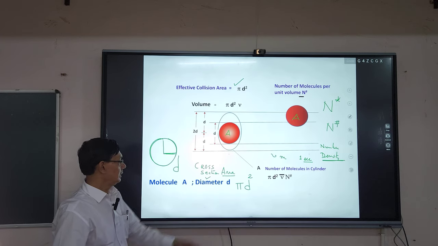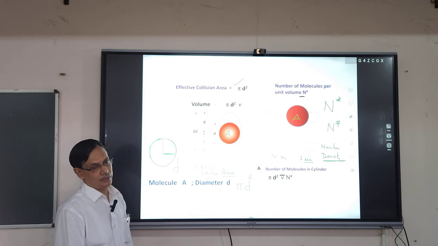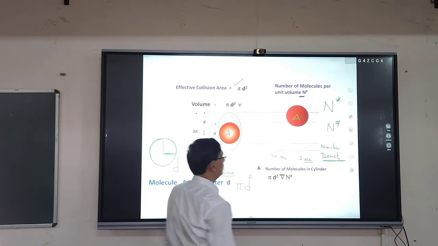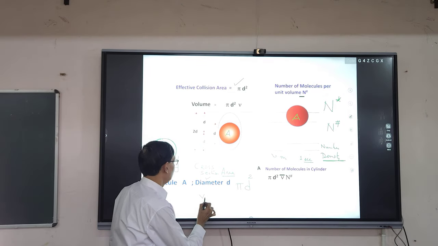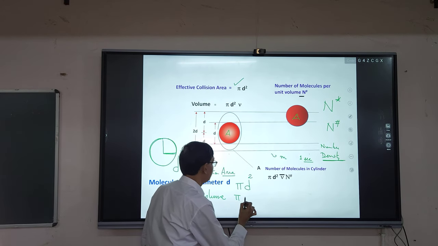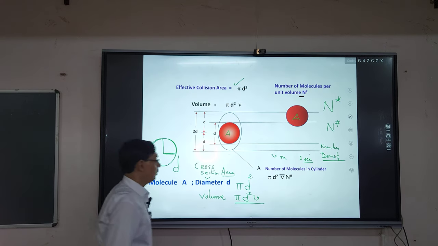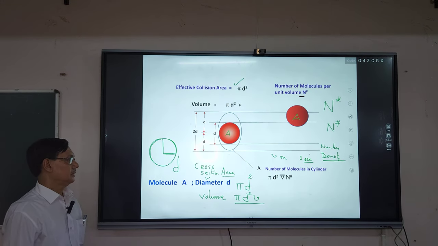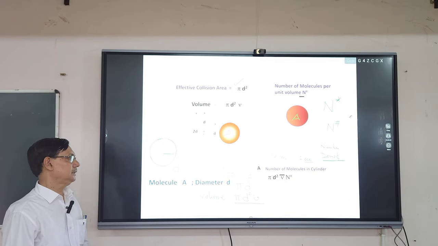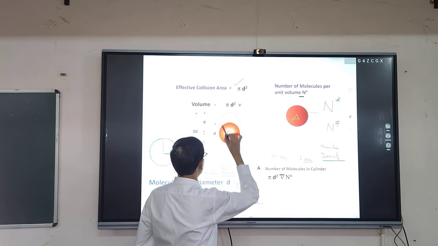So first what we are doing, I am just calculating the cross section area, that is pi d square. And if the length is nu meter, naturally the volume will be pi d square nu. So it is volume, but my objective is that I have to calculate the actual total number of molecules in the cylinder, the number of molecules in the cylinder.